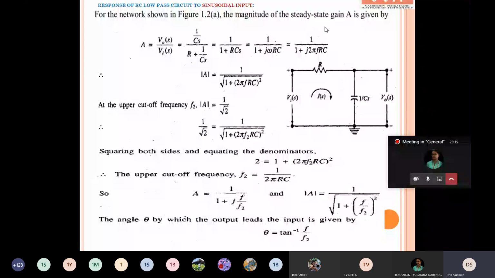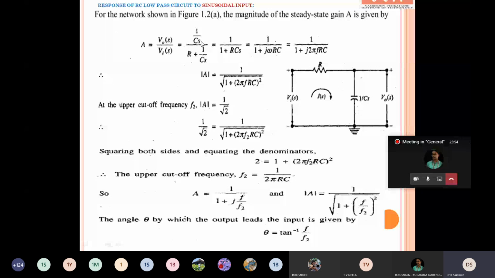So voltage gain means output voltage by input voltage. Here you have to see output voltage V naught of S by VI of S. That means VI of t is in the time domain, but applying the Laplace transform it becomes VI of S. Similarly, the output voltage V naught of t becomes V naught of S. That is the ratio. Here the output voltage is taken across the capacitor. So capacitor reactance equals 1 by j omega C, and j omega is replaced by S.